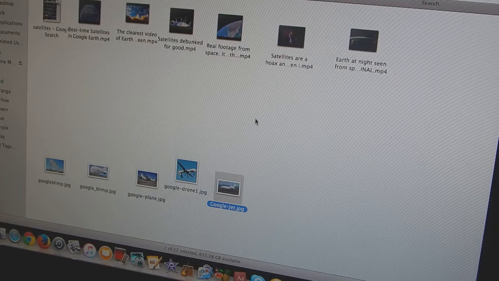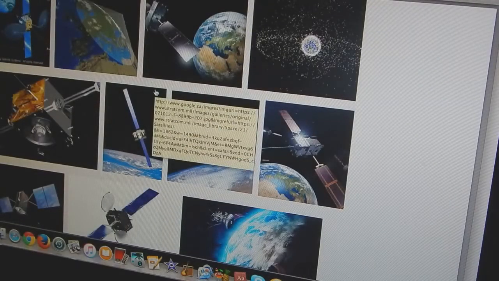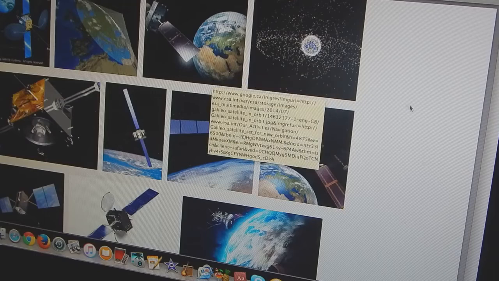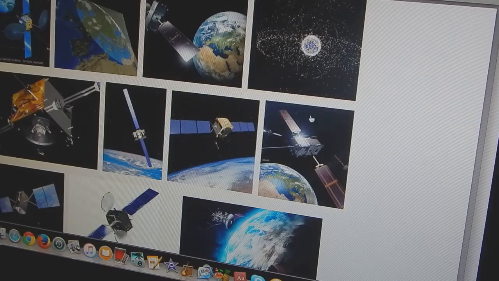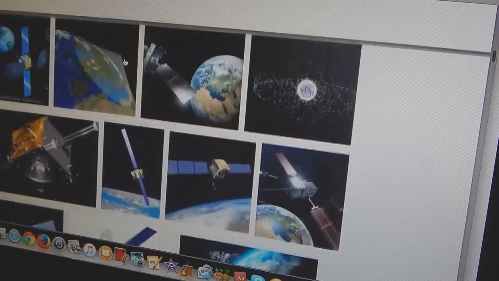Things to do today: debunk a friend of mine. We've been having this little argument about satellites. I was telling him that there are no satellites. So what I did was I Googled satellite images on Google, and this is what I come up with.